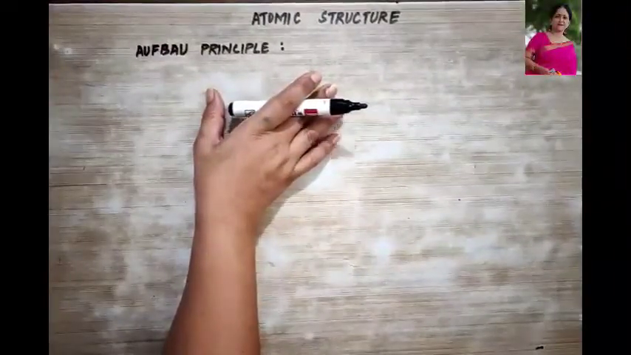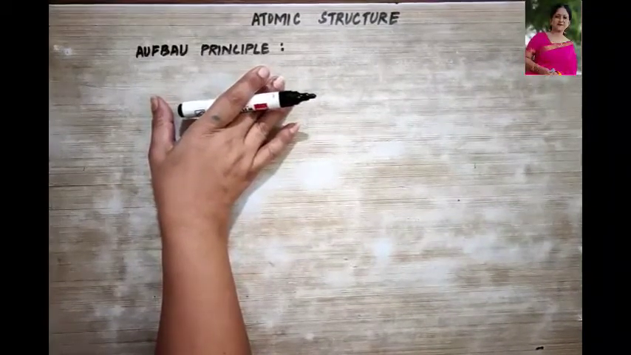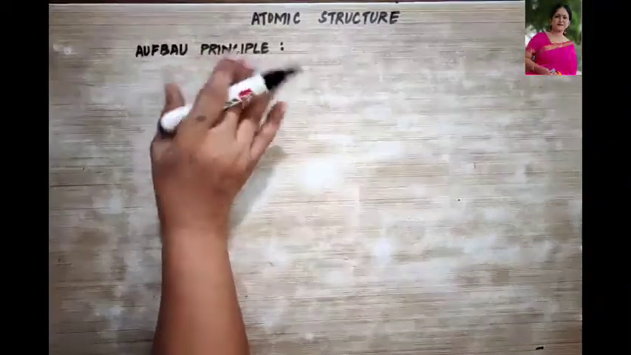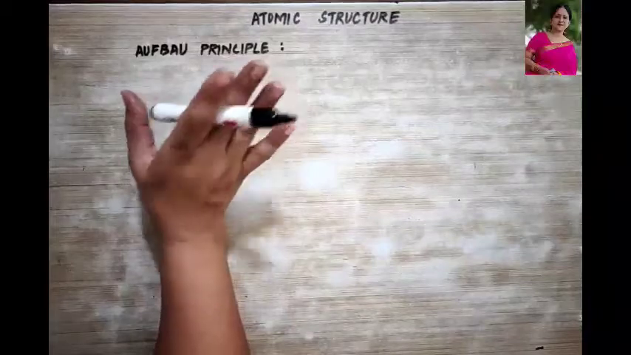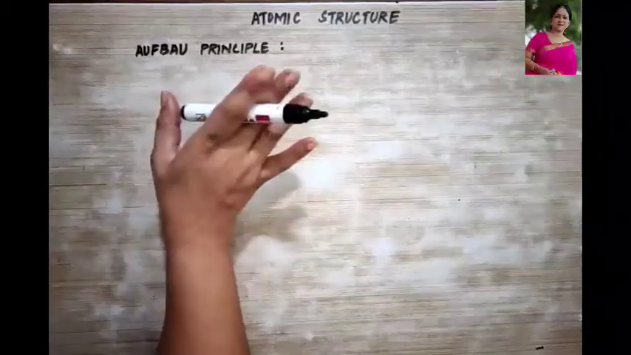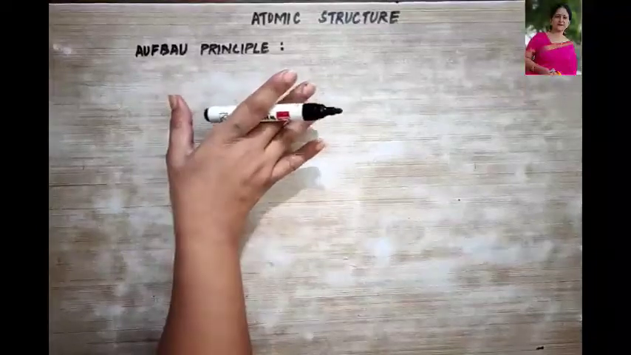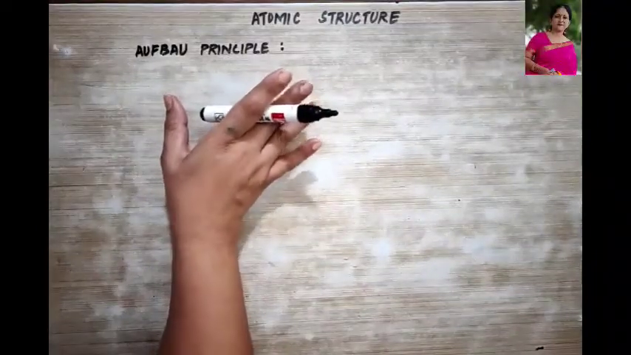So today we shall begin with the Aufbau principle. In the last video we had done Pauli's exclusion principle, and today we shall do the Aufbau principle. Now we know that any atom or ion has its electrons in the orbitals, and today we shall learn how to do the filling of these electrons in the different orbitals.